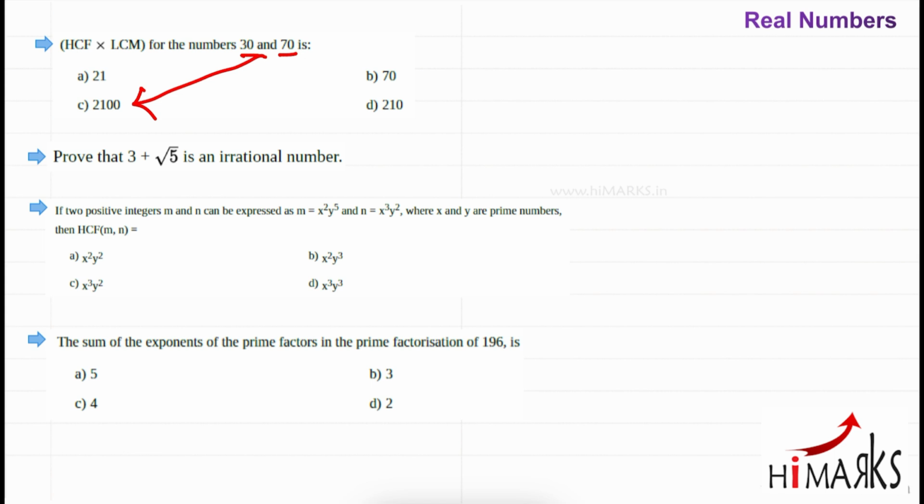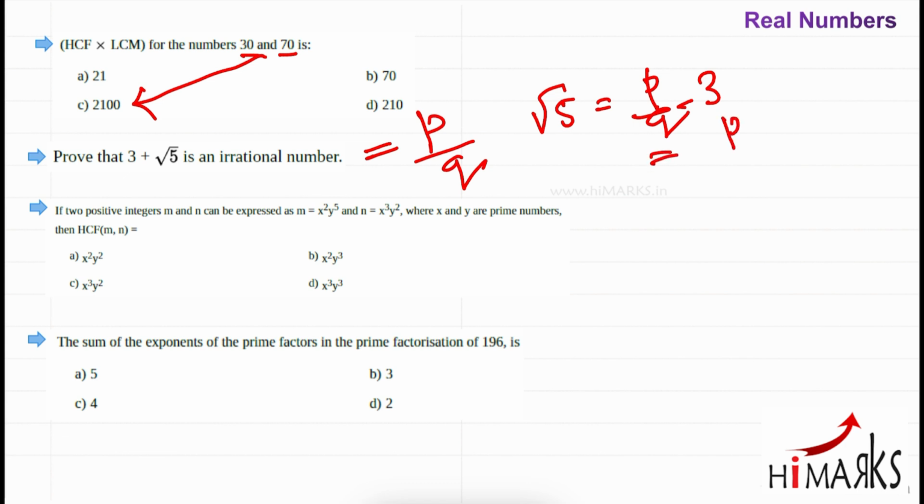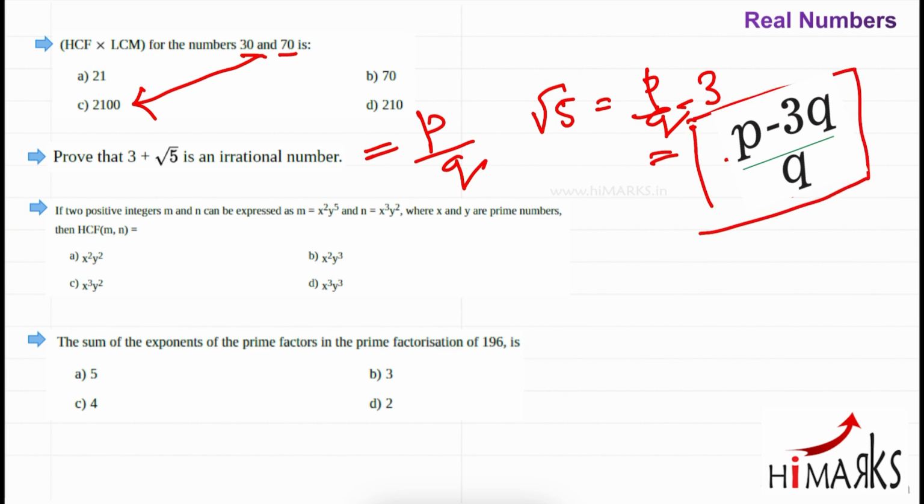Proof of 3 plus root 5 irrationality we have already discussed. You take this as P by Q, and then the next line will be root 5 equal to P by Q minus 3, and that will give P minus 3Q by P. As P and Q are integers, this will also give a rational number. But root 5 is already proven irrational, so this assumption is a wrong assumption. That is the way to prove.